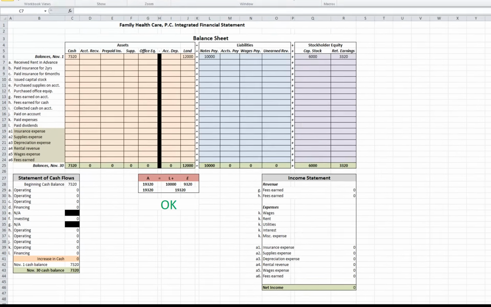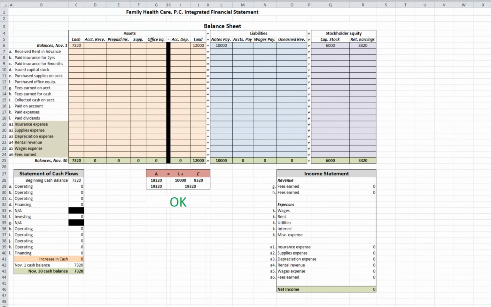Okay, let's have some fun. So here we have our integrated financial statement in Excel. Now, two notes before we get going. You will notice that this is a very large spreadsheet. It's almost 50 rows deep, and that's just the nature of the problem. I can't do anything about that.